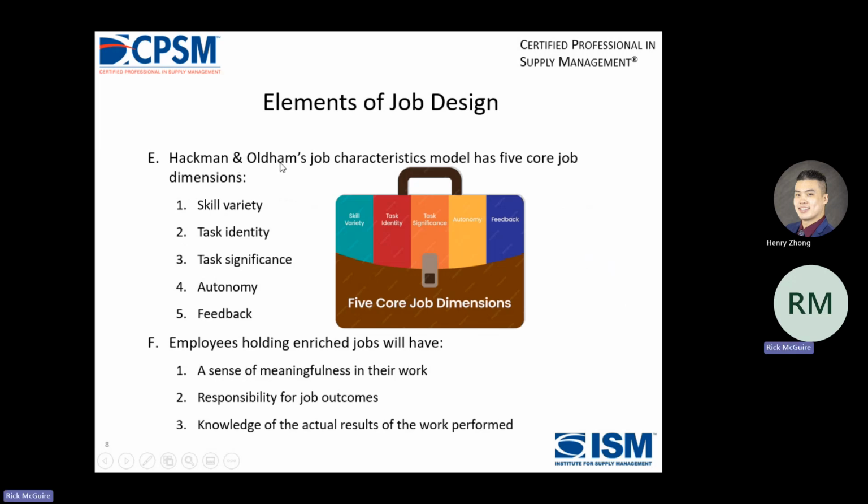So the Hackman and Oldham job characteristics model has five core job dimensions: skill variety, task identity, task significance, autonomy, and feedback. So employees holding enriched jobs will have a sense of meaningfulness in their work, responsibility, and knowledge of actual results of work performed.